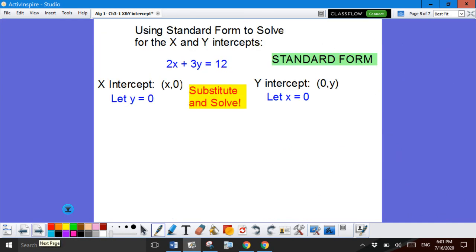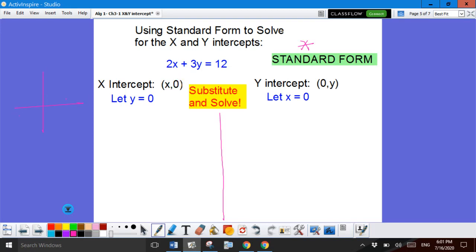Okay, let's get into the algebraic part of finding x and y intercepts. Remember, we need to be in standard form. That's the first step. So no matter what, get them to standard form, and then it's really substitute and solve. So we already know that on an x-intercept, the ordered pair is x comma 0.